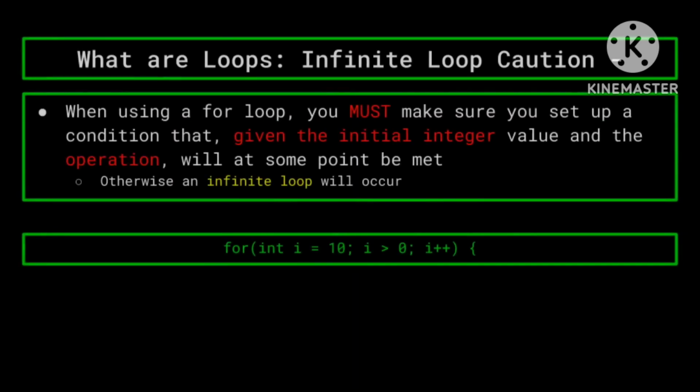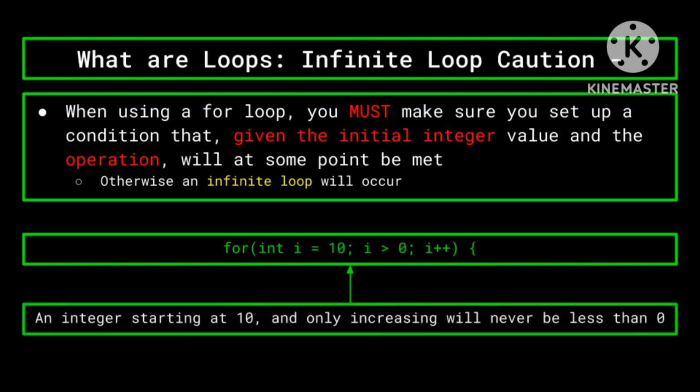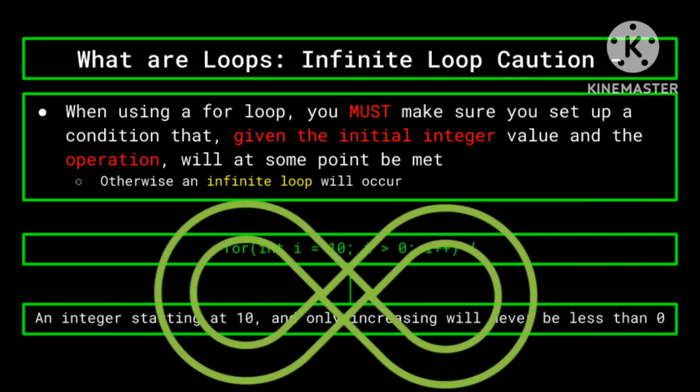Now, when using a for loop, you have to make sure to set up a condition that, given the initial integer value and the operation, will at some point not be met, to avoid creating an infinite loop and crashing your program. An infinite loop occurs when you give a for loop a condition which will always be met given the parameters of the program, and so the software crashes. For example, a for loop beginning at 10 and checking if I is ever less than 0, and then adding 1 to I at the end of the loop will never terminate, since I will just increase infinitely.